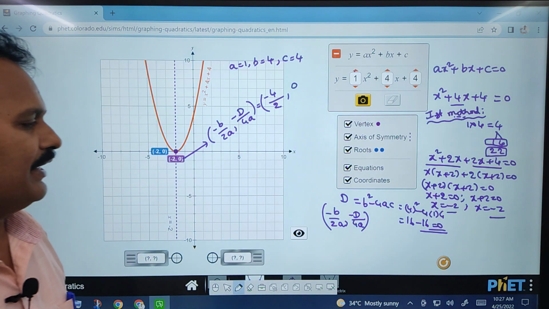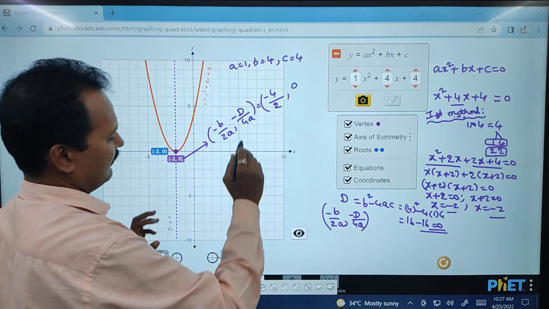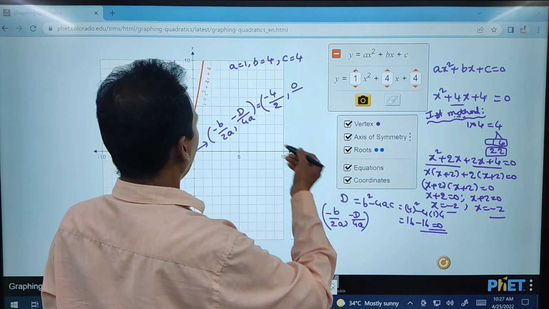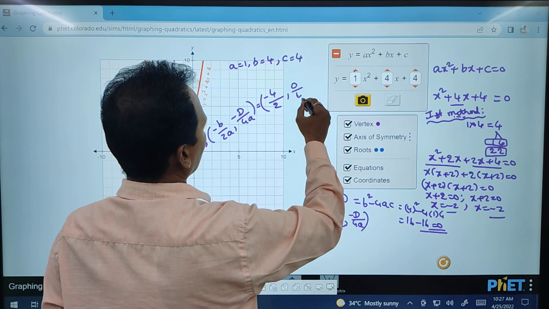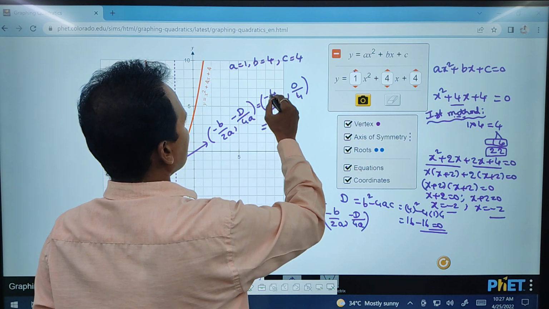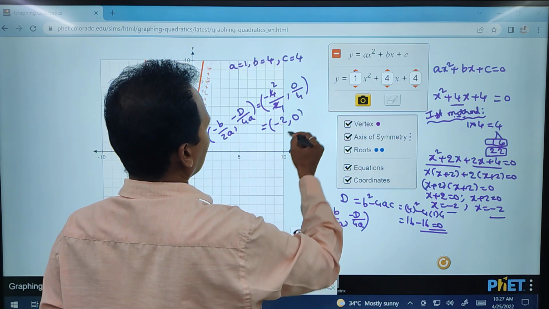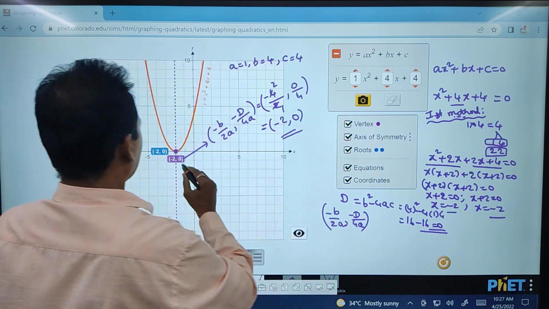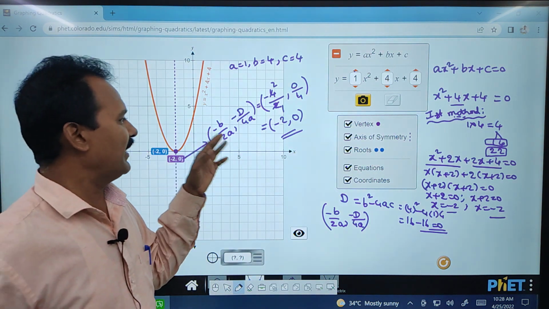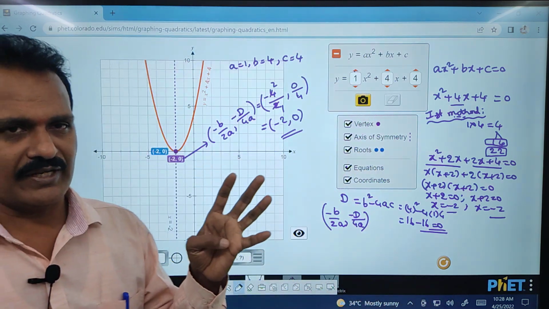For 0, any sign, whether plus or minus, we will consider as no sign. So 0 by 4a, 4 into the a value, already 1, 4 into 1 is 4, so 0 by 4. And if you cancel here, you will get minus 2, and 0 by 4 is nothing but 0. So we are getting the vertex as minus 2 comma 0. So by using this formula, minus b by 2a comma minus d by 4a, we can find the vertex.